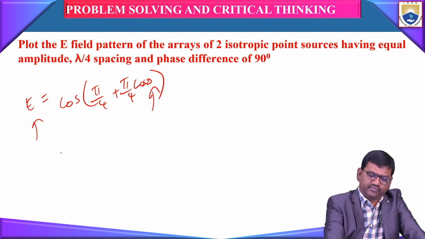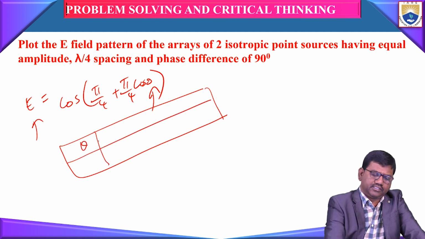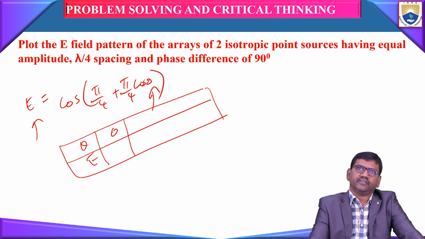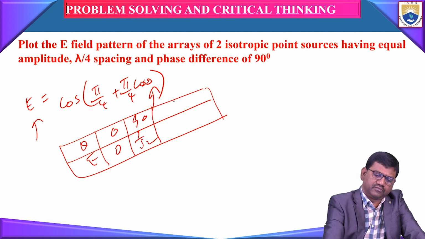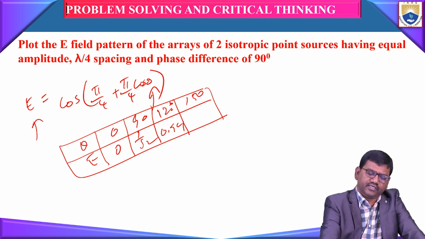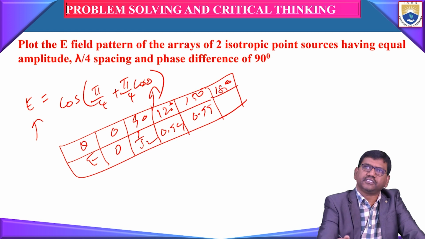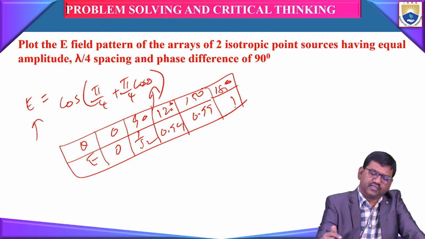Suppose we substitute the value of theta here; this is theta and this is E. Let us substitute theta as 0, and we will get 0 here. Now when the theta value is 90, you will get 1 by root 2. If theta is 120, you will get 0.94. If theta is 150 degrees, you will get 0.99. Similarly, if you substitute 180 as theta, then you will get the value of E as 1.